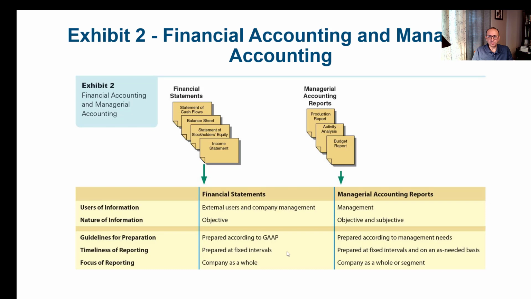As for the timeline of reporting, financial statements are prepared at fixed intervals. Managerial accounting reports are prepared at fixed intervals and sometimes as needed. If I need to prepare a mini budget for a smaller project so the manager can make a quick decision, that is something prepared based on needs. The focus of reporting for the financial statements is the company as a whole. For managerial accounting it is the company as a whole or a specific segment. Sometimes it's just a specific subsidiary, branch, or department within the business that needs this kind of managerial accounting report.